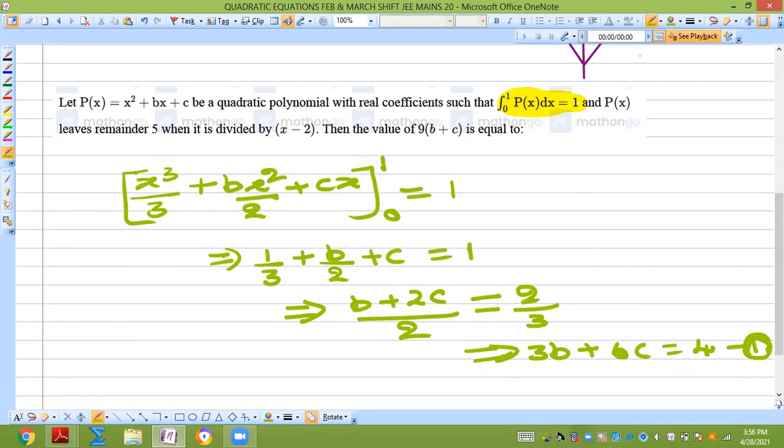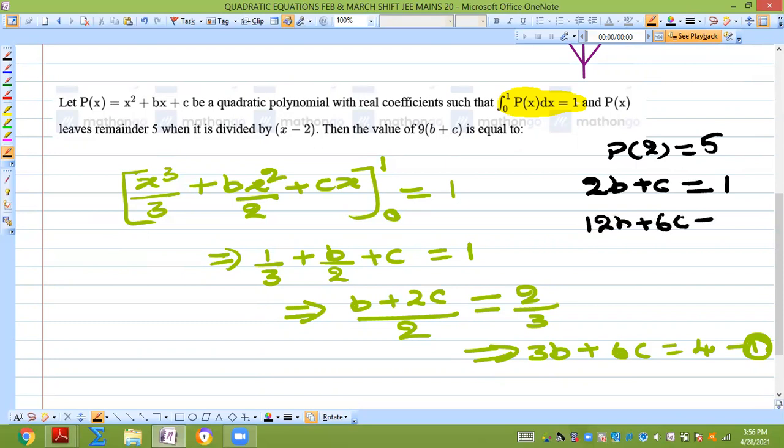They are saying that p of x leaves remainder 5 when it is divided by x minus 2. So using the remainder theorem, p of 2 should be equal to 5. So what is p of 2? 4 plus 2b plus c is equal to 5, so 2b plus c will be 1, and you can multiply this with 6, so that is 12b plus 6c is equal to 6. This is equation 2.